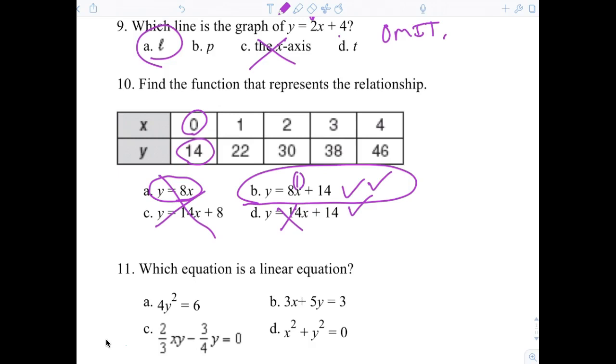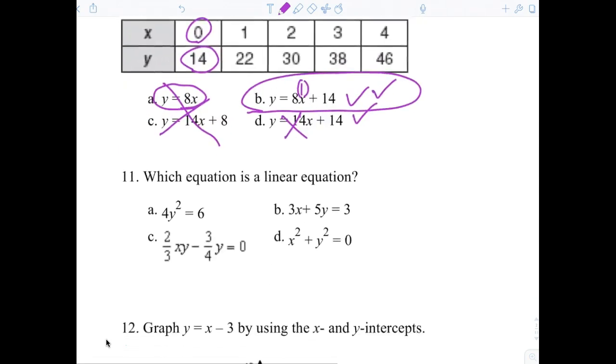If I plug in 4, guess what I'm going to get? 46. All 4 of those numbers work. Okay, so for 8x, you multiply it by 1 and then you add 14? Yes. And then I plug in 2, and if I do 2 times 8, I get 16. 16 plus 14 is 30. You with me? All right.